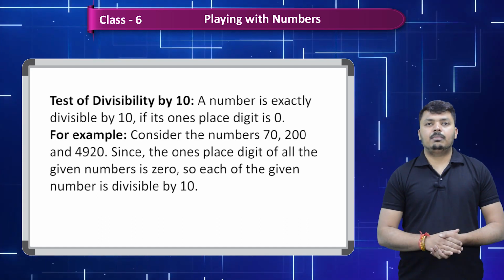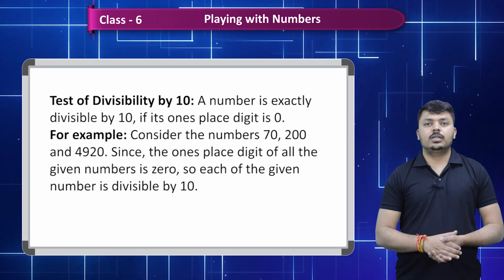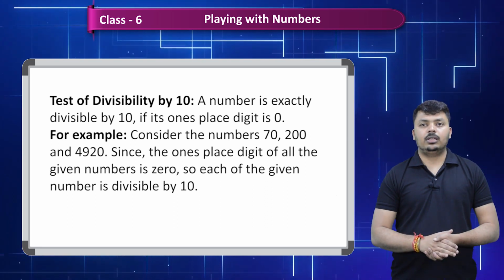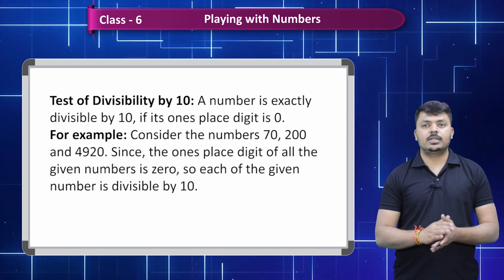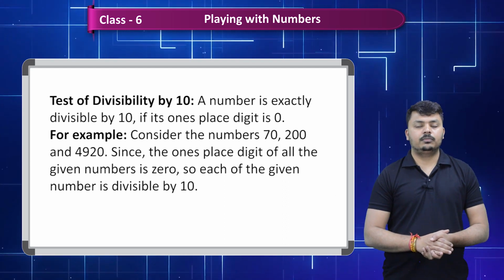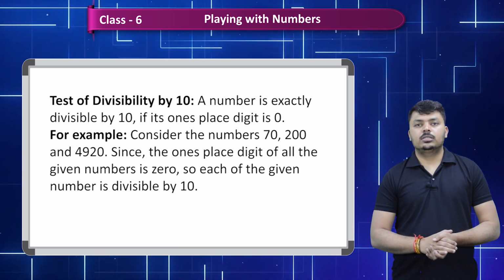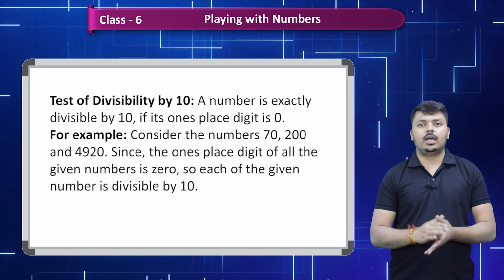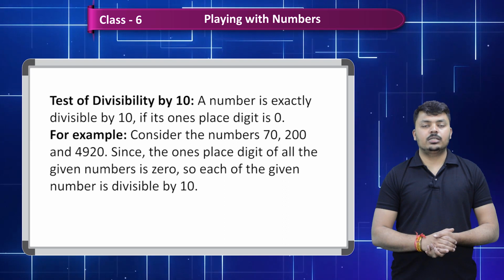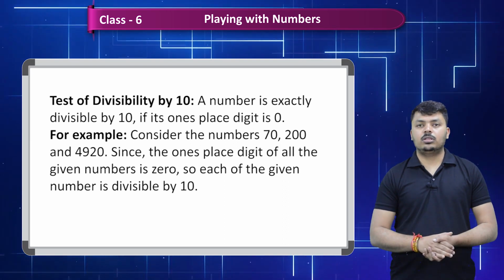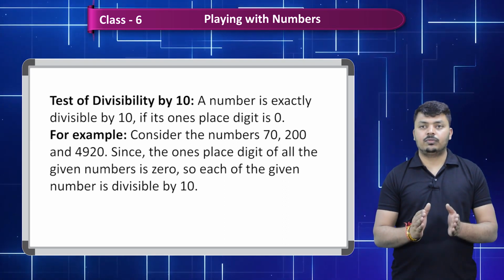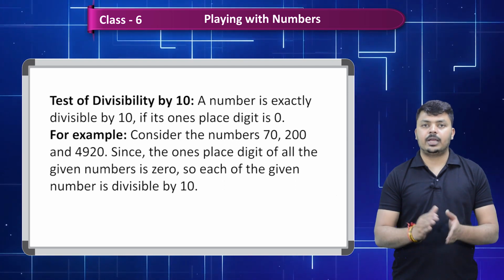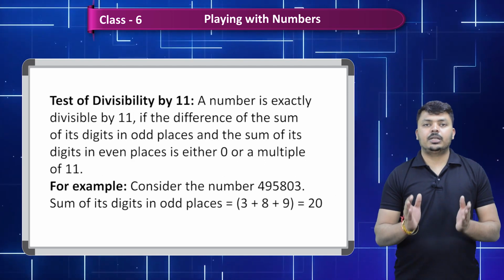Test of divisibility by 10. A number is exactly divisible by 10 if its ones place digit is 0. For example, consider the numbers 70, 200 and 4920. Since the ones place digit of all the given numbers is 0, each of the given numbers is divisible by 10.